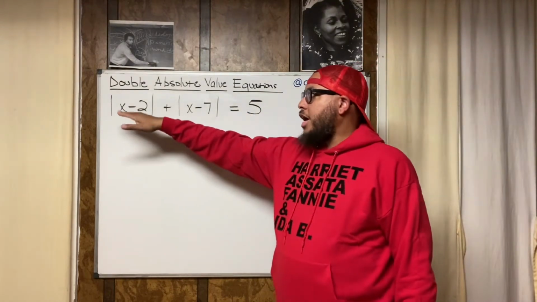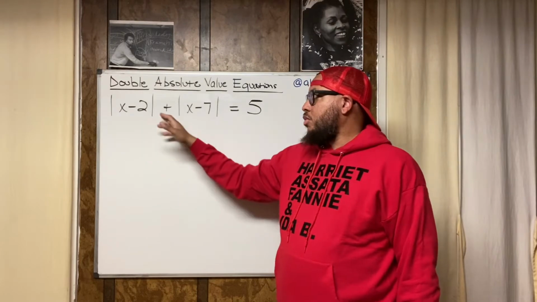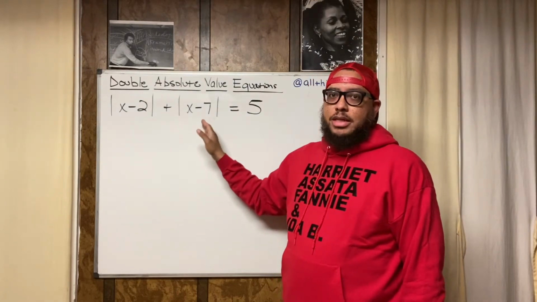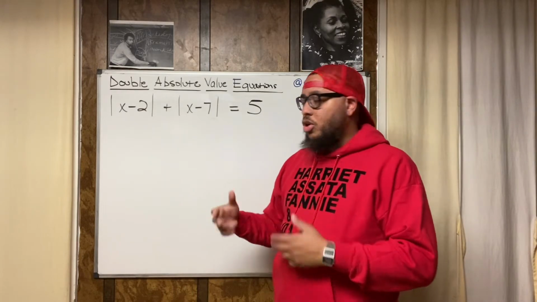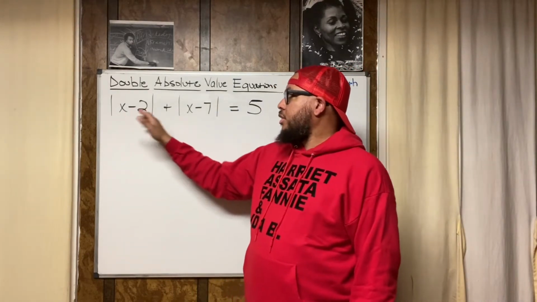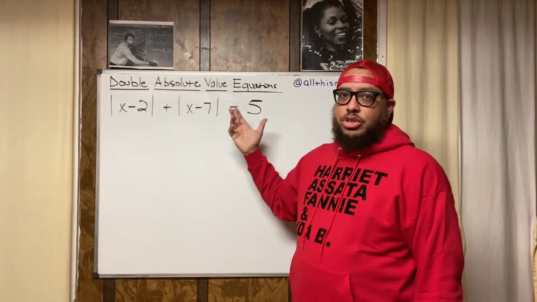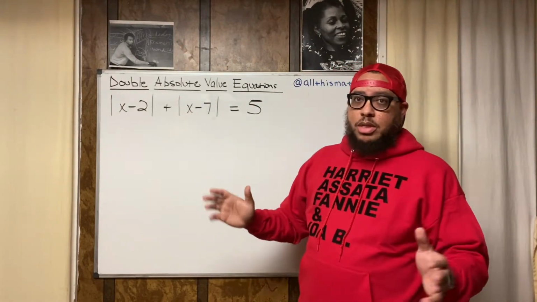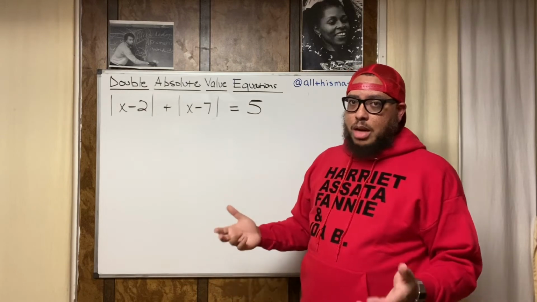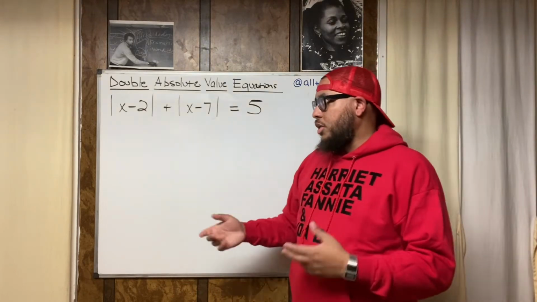So we have the absolute value of x minus 2 plus the absolute value of x minus 7 is equal to 5. This is an equation we're trying to solve. We want to know what value of x makes this equation true. There are going to be multiple values of x if there are any values at all, because in some of these problems there will be no solution. So we're going to see what happens.